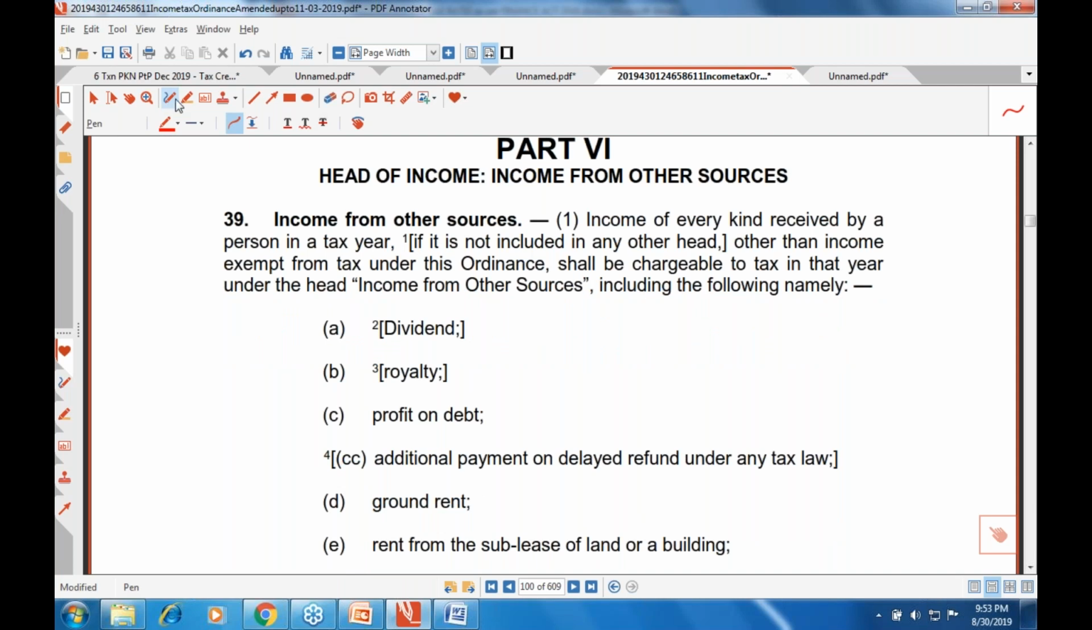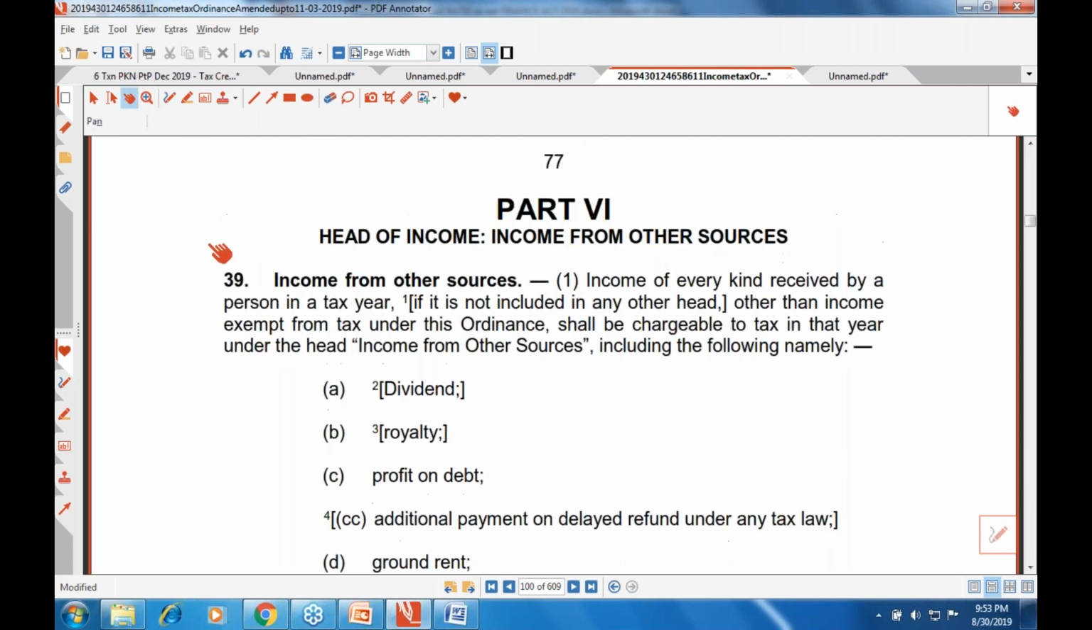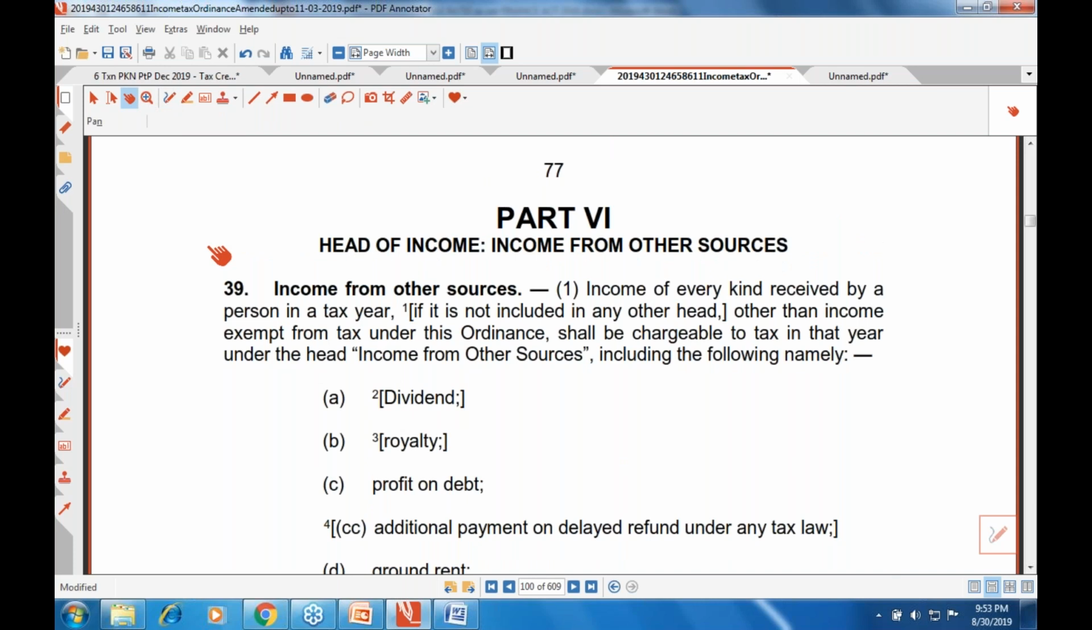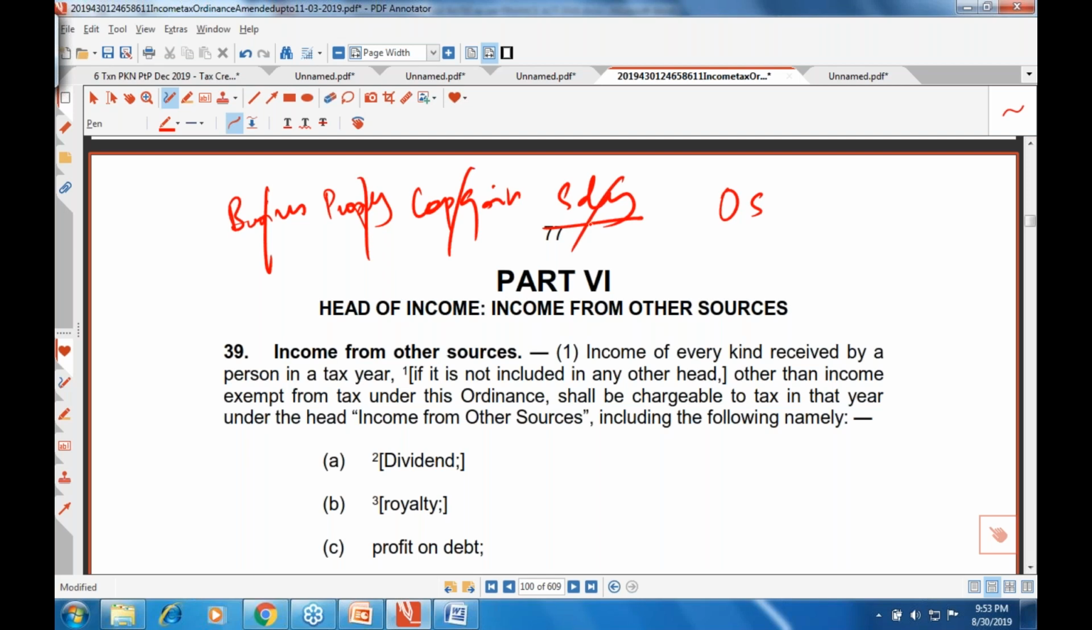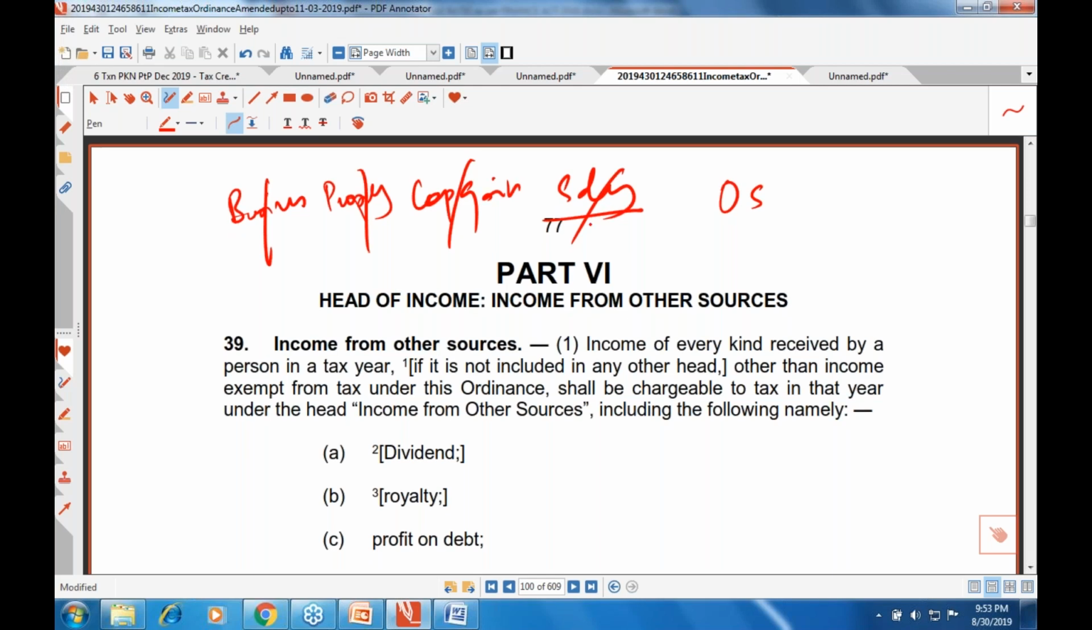Okay, now what exactly is this income from other source? Income from other source is basically that income which does not fall under any other head. For example, an income which does not fall under business income, under property, under capital gain, or under salary, such an income is called income from other source. So income from other source is the residual head. Any income which does not fall under any of the other heads is considered to be income from other source.